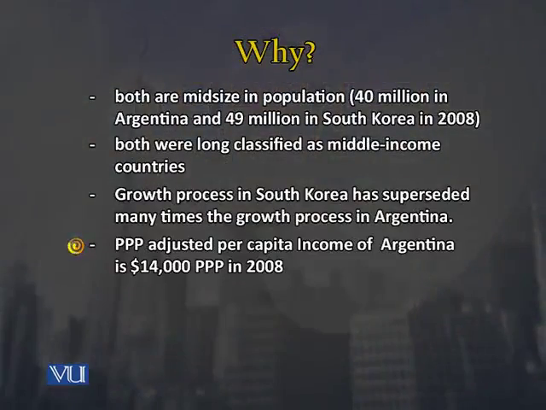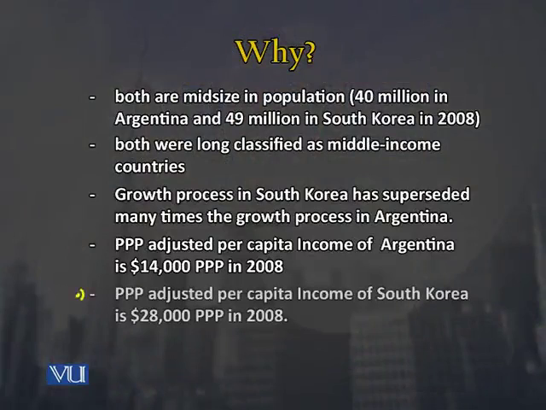This becomes very evident if we take the statistics for the GNI per capita, the PPP adjusted value for 2008. It is startling to see that Argentina's per capita income for 2008 is just $14,000, whereas the PPP adjusted per capita income for South Korea turned out to be $28,000. So you can see that it almost doubled in 2008. And if you take into account today's values for the per capita income in the two countries, you will see alarmingly different values, and you will see that South Korea has progressed so fast as compared to the way Argentina has progressed.